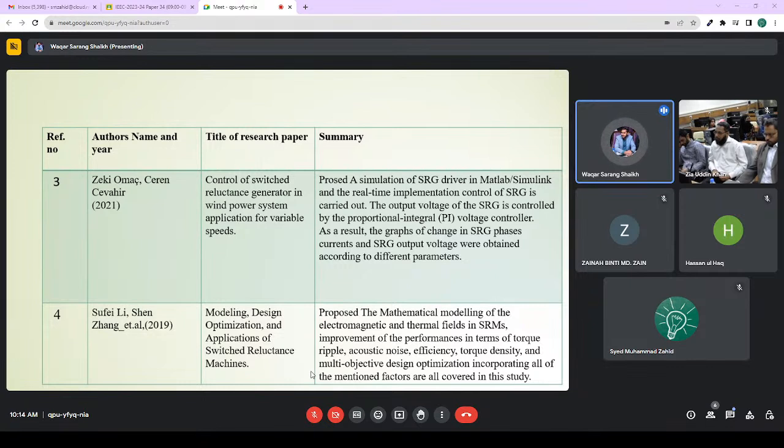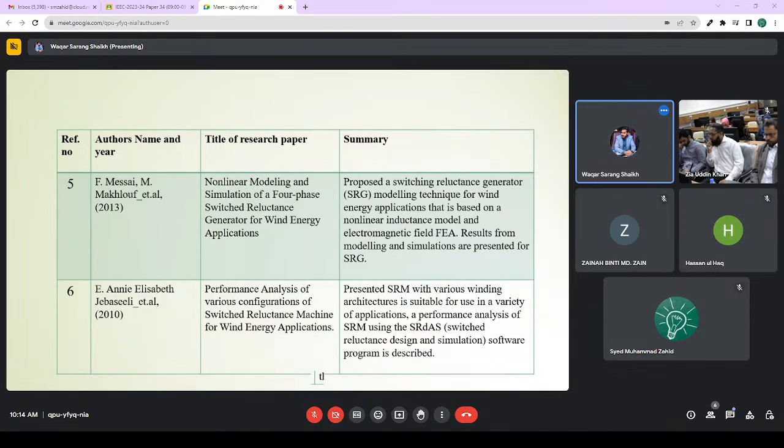Modeling, design, optimization, and application of switch reluctance generator machine. Propose the mathematical modeling of electromagnetic and thermal field in switch reluctance machine. Improvement of performance in terms of torque ripple, acoustic noise, efficiency, torque density, and multi-objective design optimization incorporating all of the mentioned factors are covered in the study.